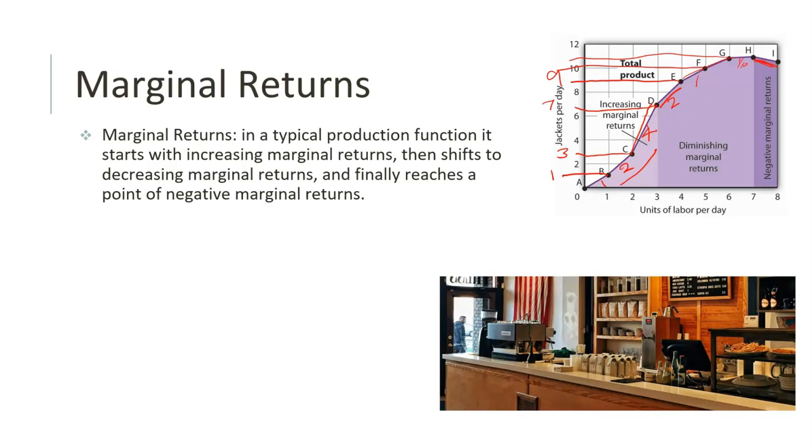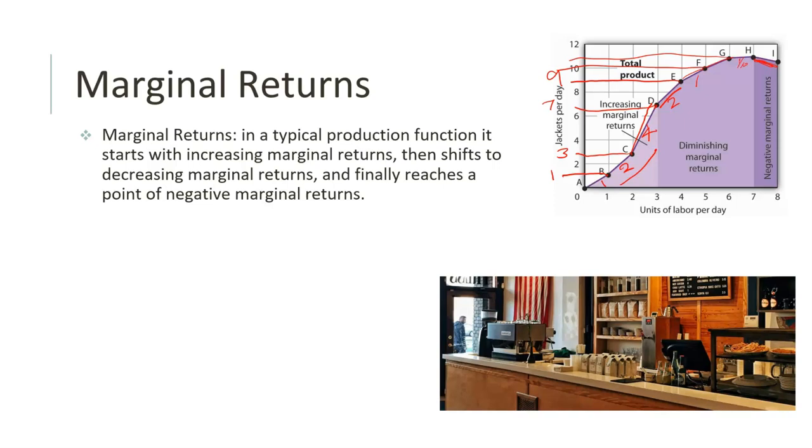So marginal returns is the typical production function, starts with increasing, shifts to decreasing, finally reaches a point of negative returns. And let's look at some reasons why that might happen. So for example, here we have a picture of a coffee shop counter. There, it looks like there's one register, two coffee machines, a little bit of counter space, some spot for pastries. So think about how many people can fit behind this counter.